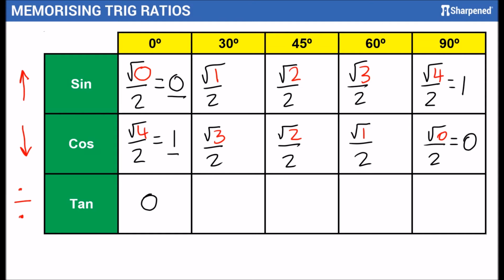We're going to skip the tan of 30, 45, and 60, only because these fractions here are a little bit more difficult to work with. So let's jump over to the tan of 90 just for now. And once again, in the same fashion, to get the tan of 90, we're going to take the sine of 90, which is 1, and we're going to divide it by the cos of 90, which is 0. Now, 1 divided by 0, for some of you who may not know, is what we call undefined.